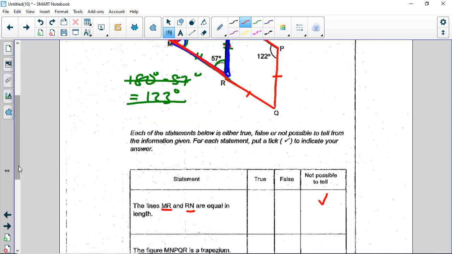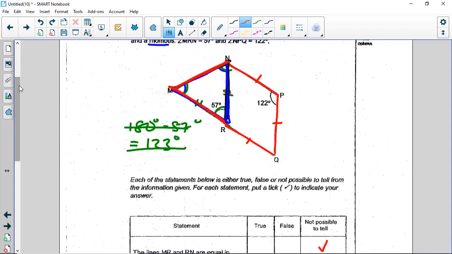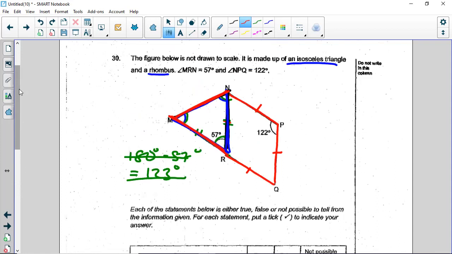Now, the whole figure is a trapezium. So is it true that the whole figure is a trapezium? First of all, what is a trapezium? A trapezium has two lines parallel. Where are the two lines? Over here. Can you see the two lines? If they are parallel, then can we prove it? First, how do we know it's a trapezium?